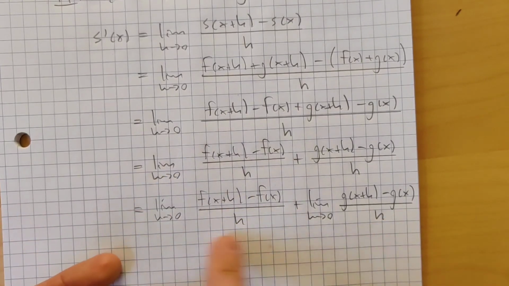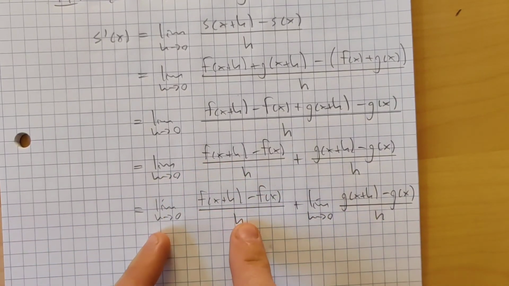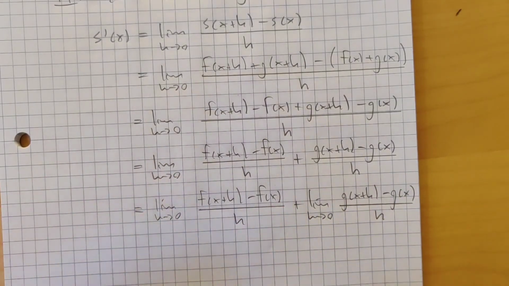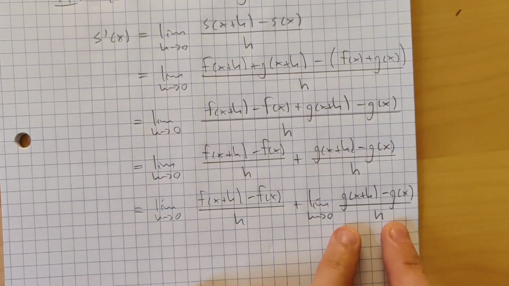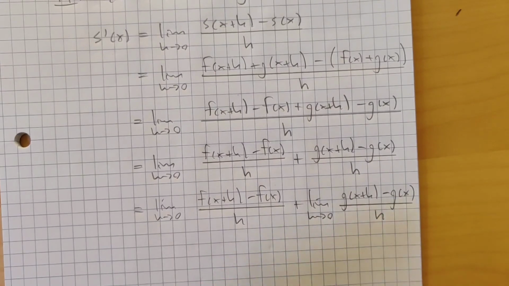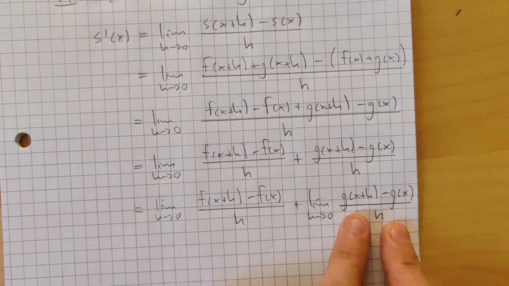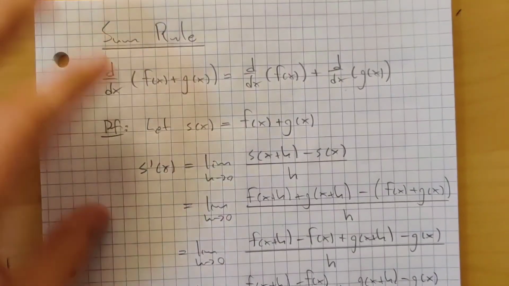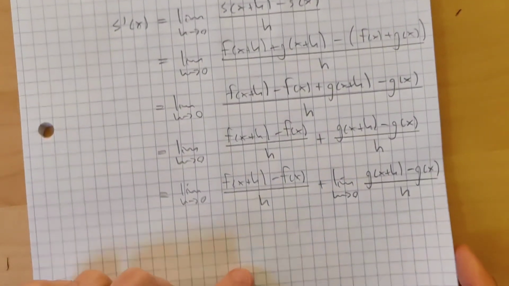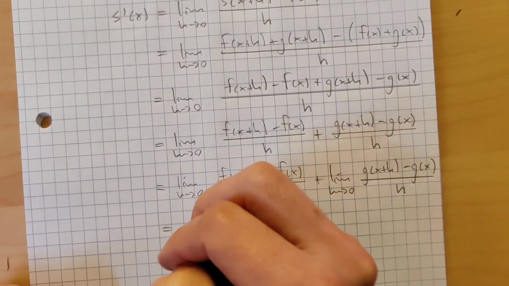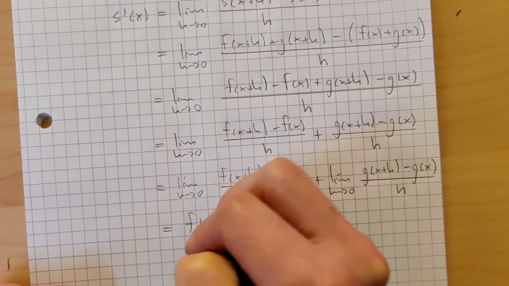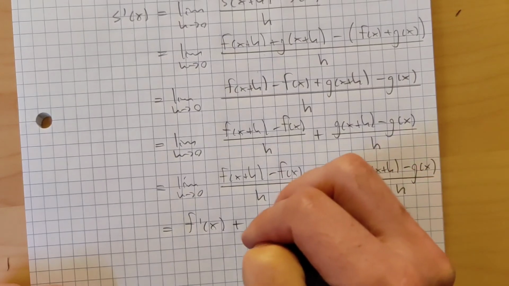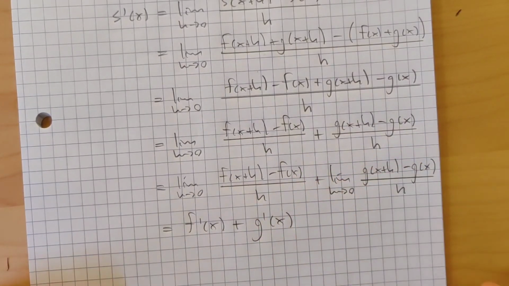But that just means that you can take the derivative of f. To say that this limit exists means that f has a derivative at x. And if this limit exists, that means g's derivative exists. It's differentiable at x. So as long as you can take the derivative of f and you can take the derivative of g, then it is true that the derivative of f plus g, we did it, gave us this limit, which is the derivative of f, and this limit, which is the derivative of g.